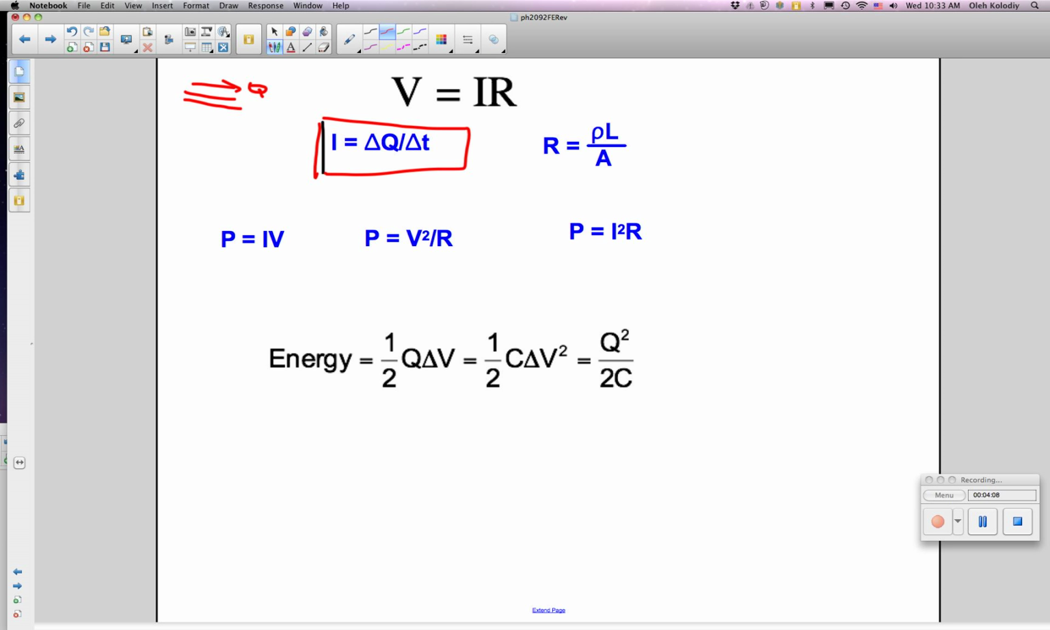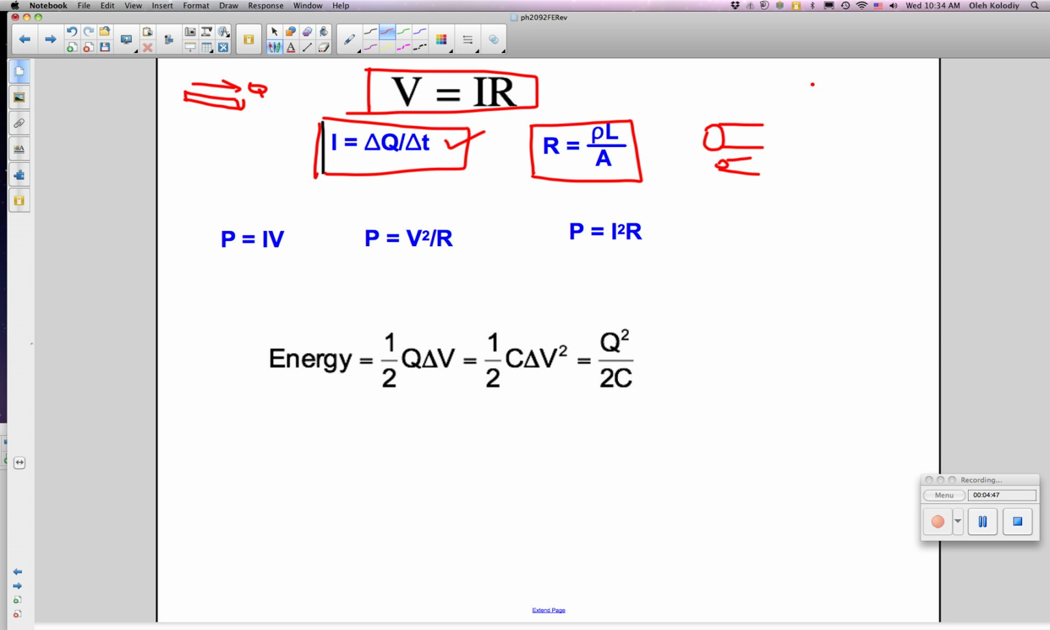Power is defined as how much energy per second, the amount of work per second, work per time. So how much work per second is utilized in the resistor is given by one of three equations here. All of these calculate how much work, how many joules per second, is burned up in one of these resistors.